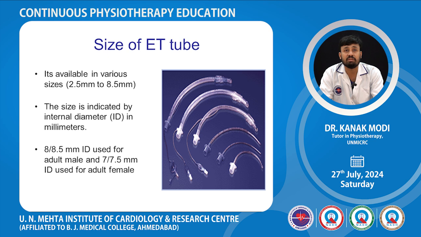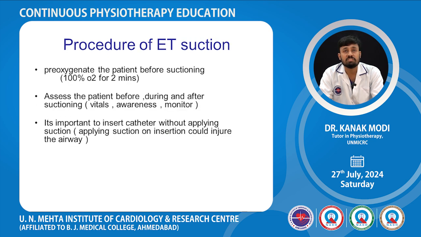What are the sizes of tube? It's available in various sizes, 2.5 mm to 8.5 mm. The size is indicated by the internal diameter in millimeters. 8 to 8.5 mm internal diameter is used for adult male and 7 to 7.5 mm internal diameter is used for adult female.